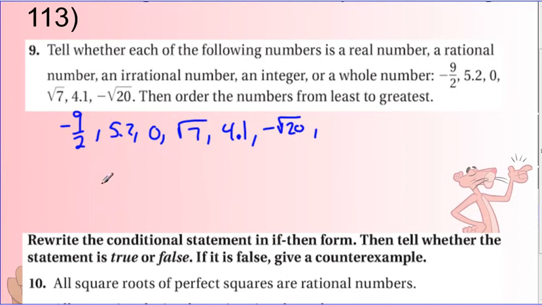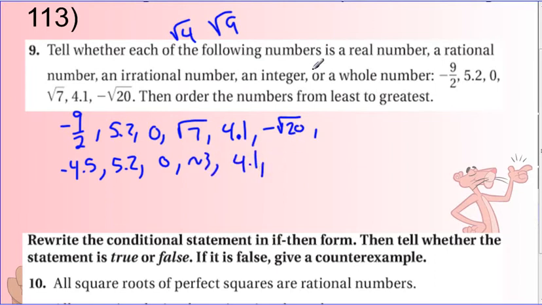Alright, decimals. Half of 9 is negative 4.5, 5.2, 0. Square root of 7 is between square root of 4 and square root of 9, closer to 9, so I'm going to call it about 3. 4.1 and negative square root of 20. 20 is between 16 and 25. It's closer to that one, so I'm going to call it about negative 4.